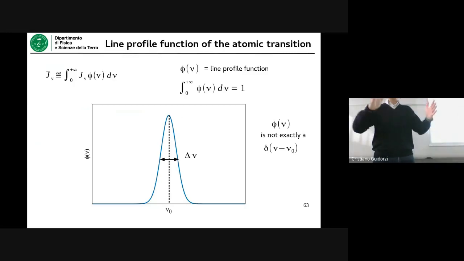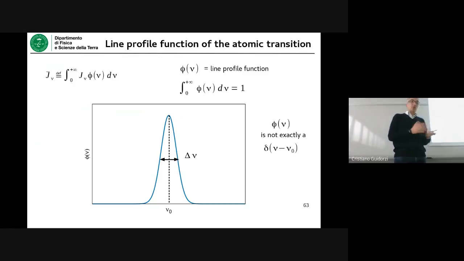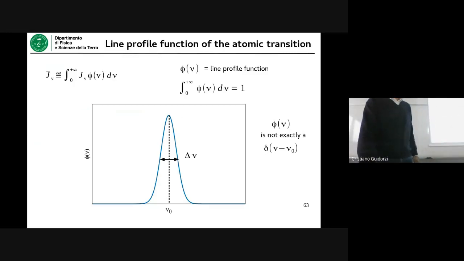How much different? Well, it depends on the breadth of the line, on the width of the line, which depends on whether atoms are moving, so the Doppler effect, or even just on the uncertainty principle I was mentioning. So just to let you know, this function is adimensional, and the integral is just 1. Okay.